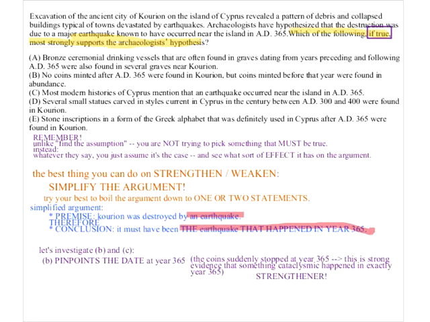If you look at what C does, C just says that's evidence. So it basically just says that there was an earthquake in 365. The problem is that doesn't really help, because this doesn't strengthen the argument at all, because it's already known to have occurred. So this is no help.